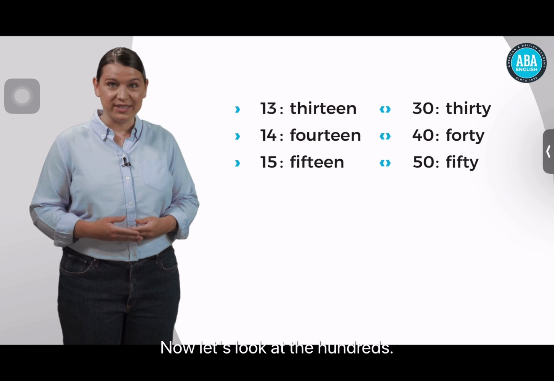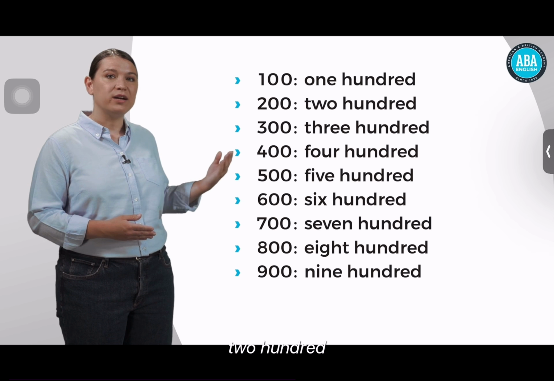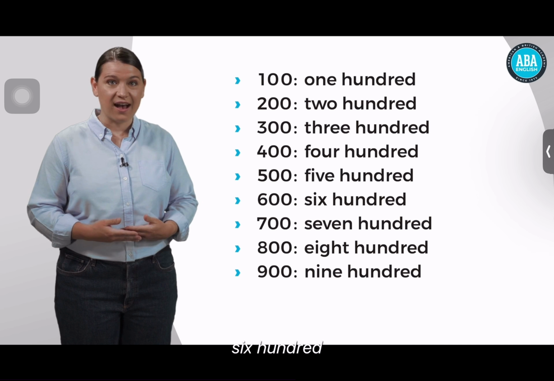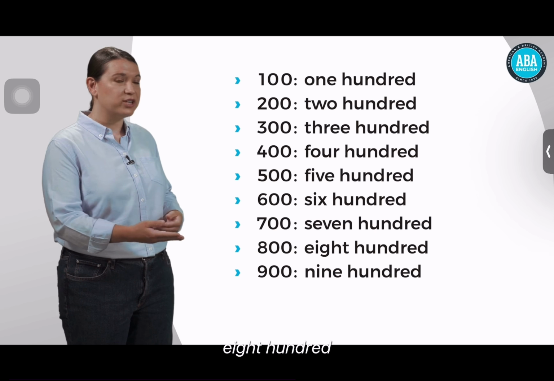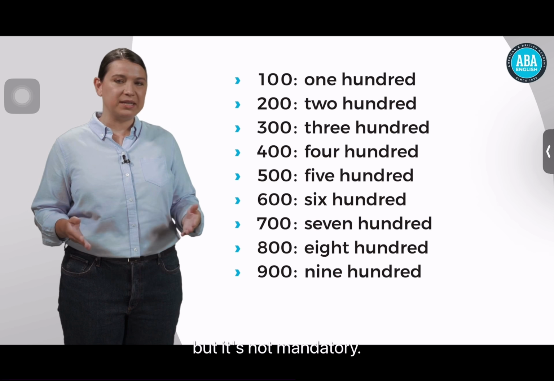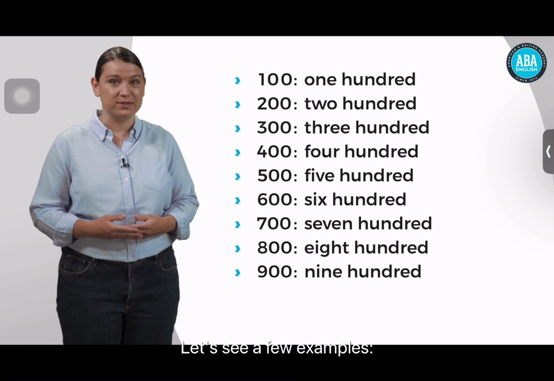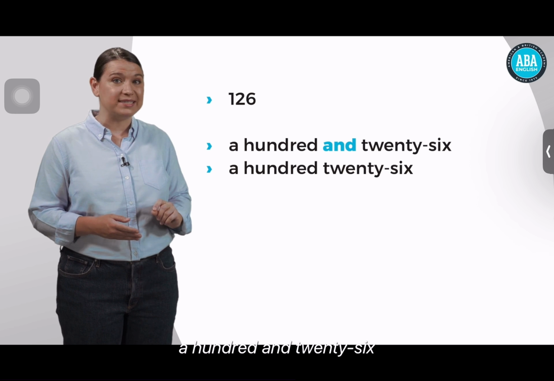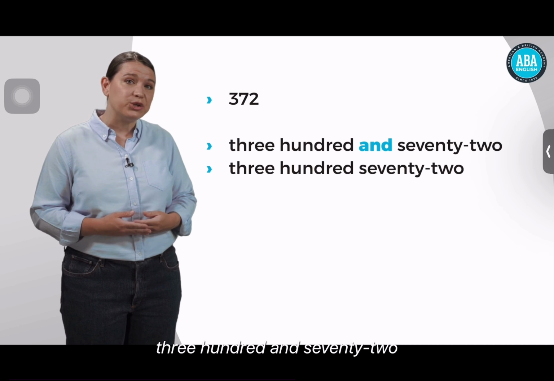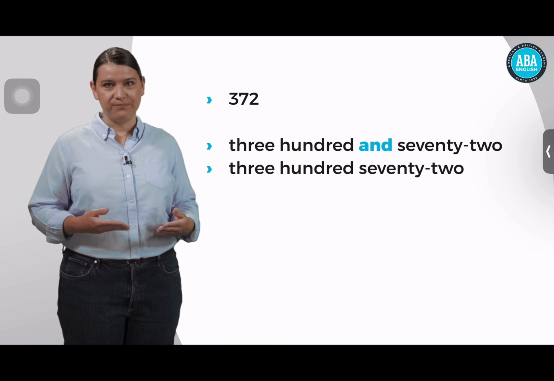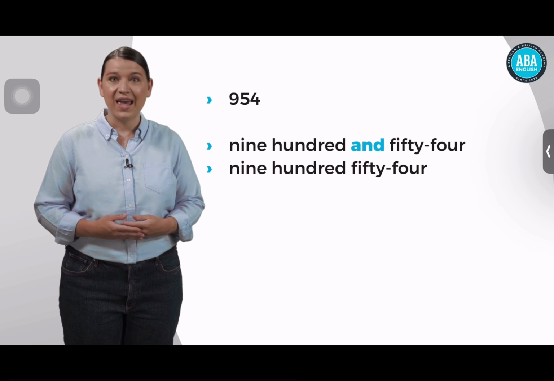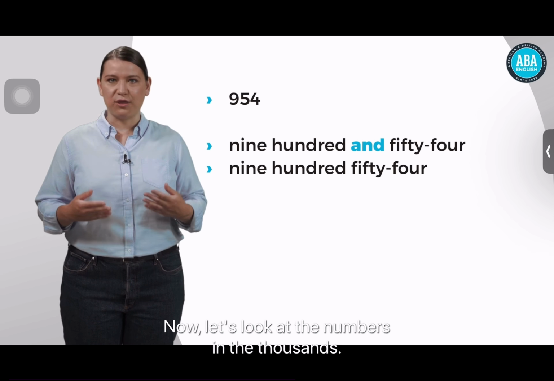Now let's look at the hundreds. 100, 200, 300, 400, 500, 600, 700, 800, 900. You can use the word and after 100, but it's not mandatory. Let's see a few examples. 126 or 126. 372 or 372. 954 or 954. Now let's look at the numbers in the thousands.